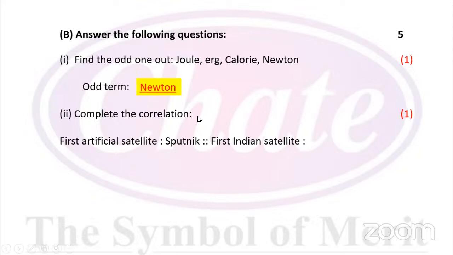Okay. So complete the correlation. The next question is complete the correlation. First artificial satellite, it's Sputnik. First Indian satellite, and you have to just write down the answer for that Indian satellite. And as you know, the answer is Aryabhatta. So in this way, the second part you have to write down.